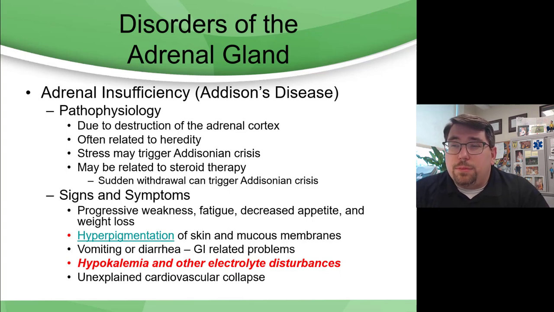Most of your signs and symptoms are going to be progressive weakness, fatigue, decreased appetite, and weight loss. You're also going to see hyperpigmentation of the skin and the mucosal membranes. You'll see GI-related problems like vomiting and diarrhea. Hyperkalemia is another big one, along with other electrolyte disturbances. And then Addison's disease or adrenal insufficiency can lead to unexpected cardiovascular collapse or cardiac arrest right out of the blue.